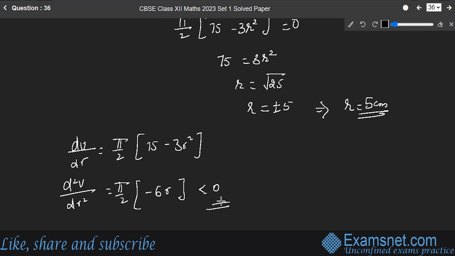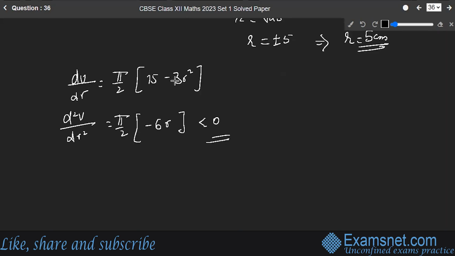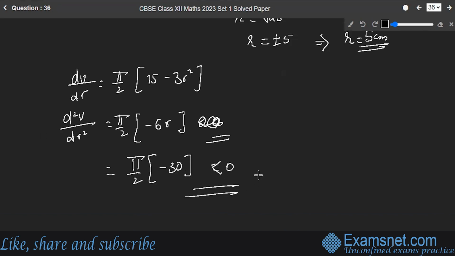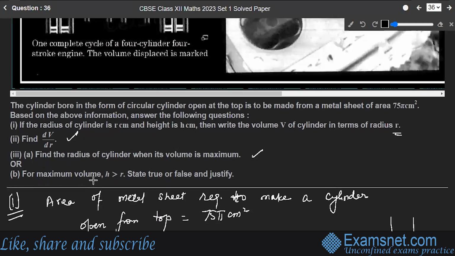Therefore, the volume is maximum when, let's put in a value of 5, this is minus 30, which is less than 0. That means the volume is maximum at r is equal to 5 centimeters. Hope you understood this. Now the B part of it.